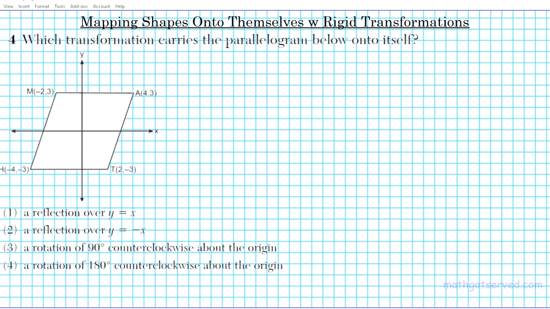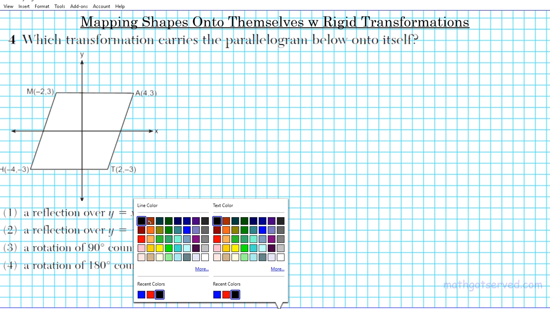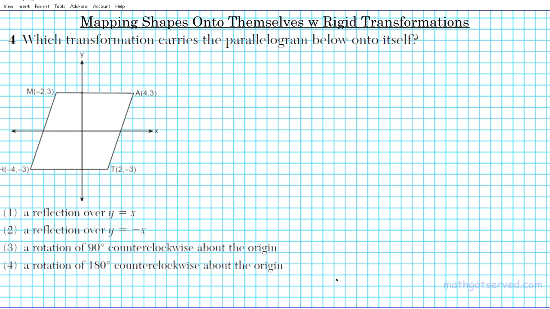Alrighty, now let's take a look at question number 4. On question 4, we're going to be assessed on how to map shapes onto themselves with rigid transformations. We're just going to be focusing on reflections and rotations in this example. Alrighty, question number 4 reads, which transformation carries the parallelogram below onto itself? So we have parallelogram AMHT.